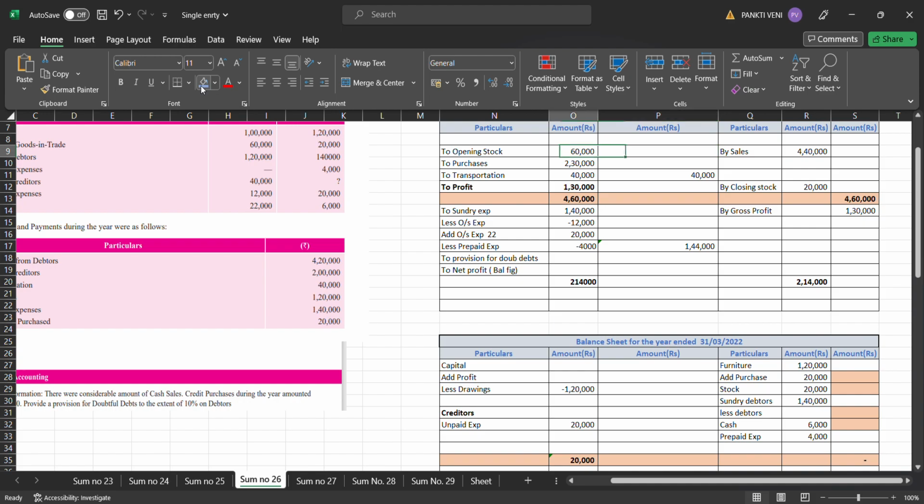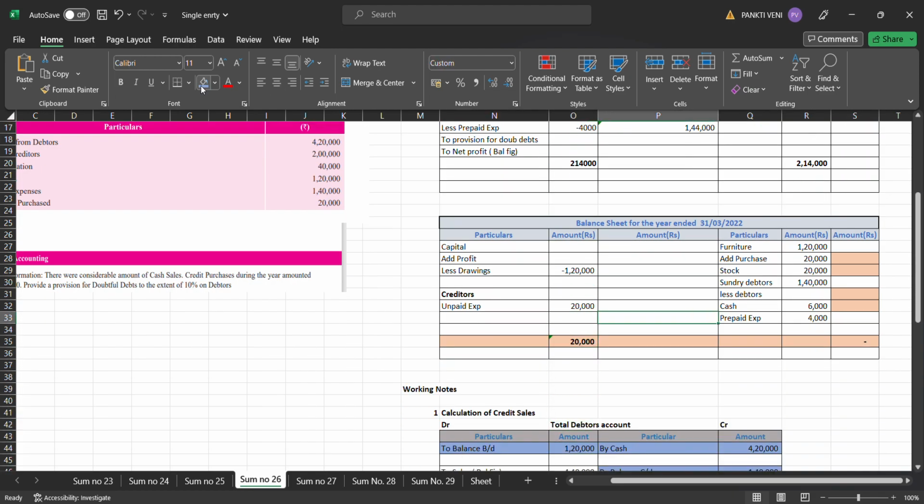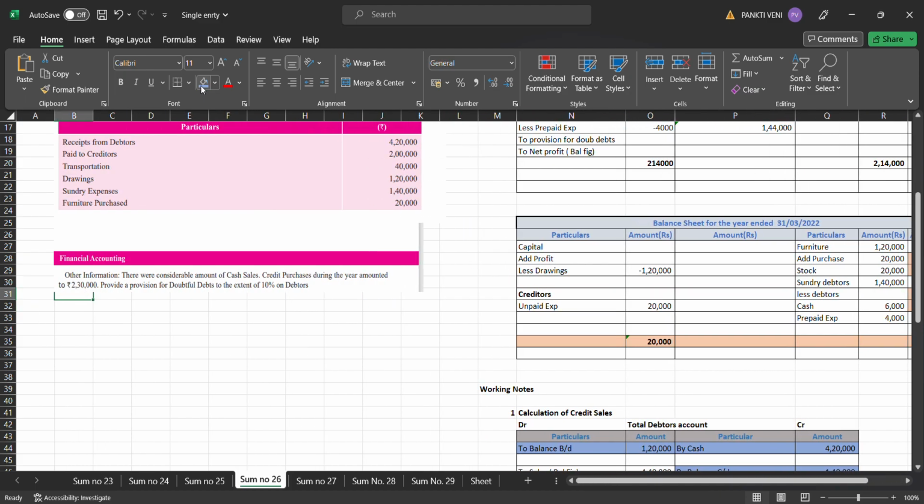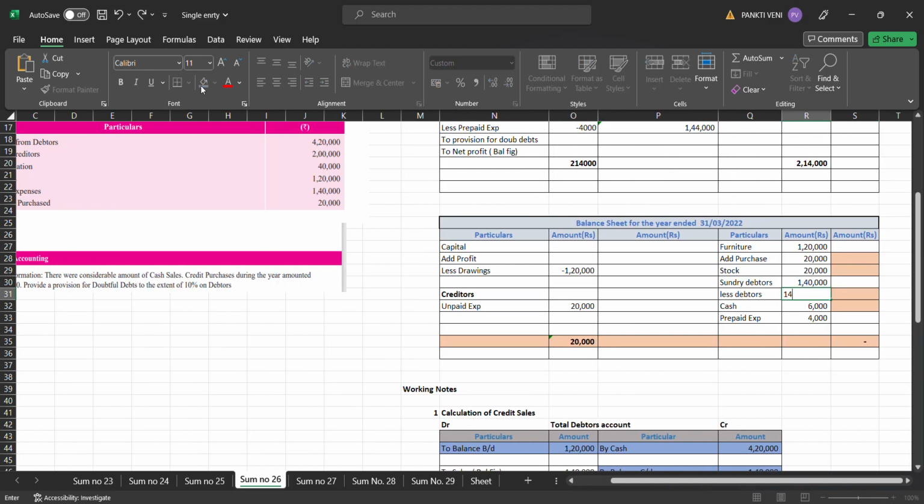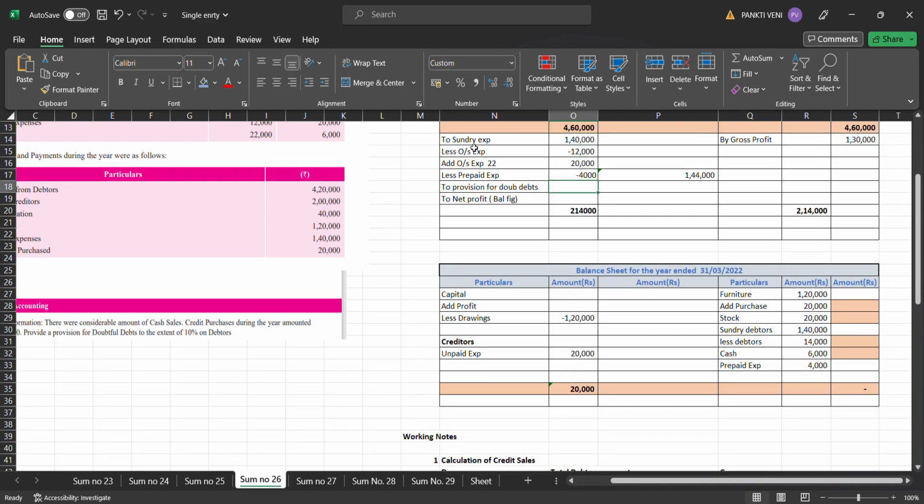Okay, so I've noted down my closing stock, my sales, my opening stock, purchases, transportation. I'm missing out something. I have completed this. See here, there is a provision for debtors also. So I'll have to provide for these debtors. So it will be 14,000. This 14,000 I have to take to my P&L also, to provision for debtors, 14,000.